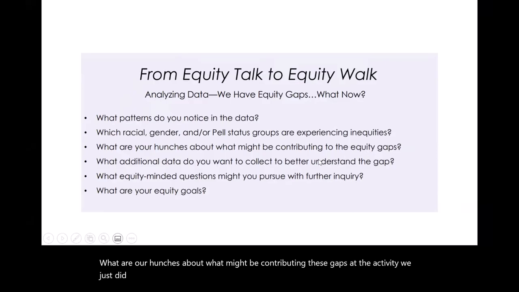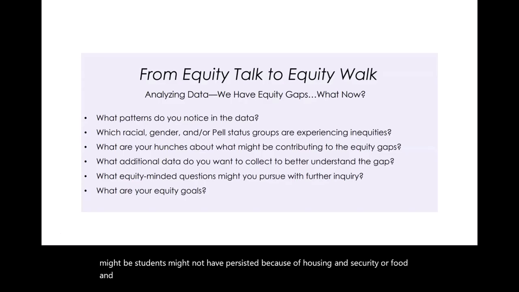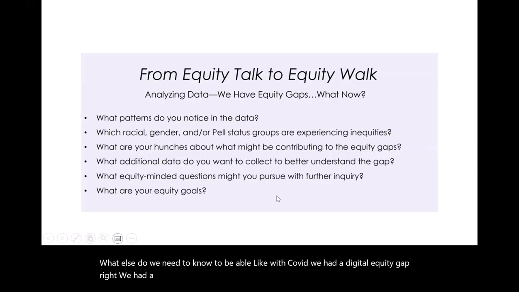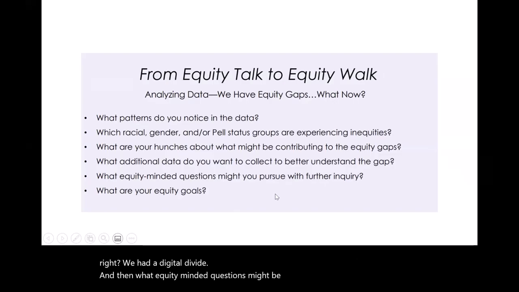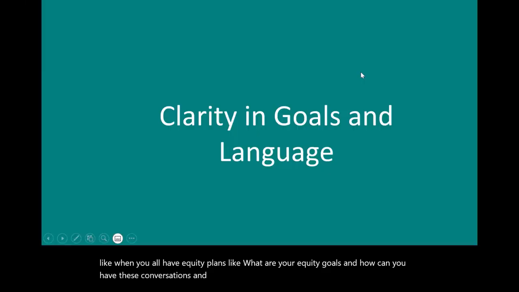What additional data do we want to collect to better understand the gap? It might be that students didn't persist because of housing insecurity, food instability, lack of reliable transportation, or the need for emergency aid. If we think of them holistically, what else do we need to know? Like with COVID, we had a digital equity gap, a digital divide. And then what equity-minded questions might we pursue for further inquiry? When you all have equity plans, what are your equity goals, and how can you have these conversations and use data to facilitate them?